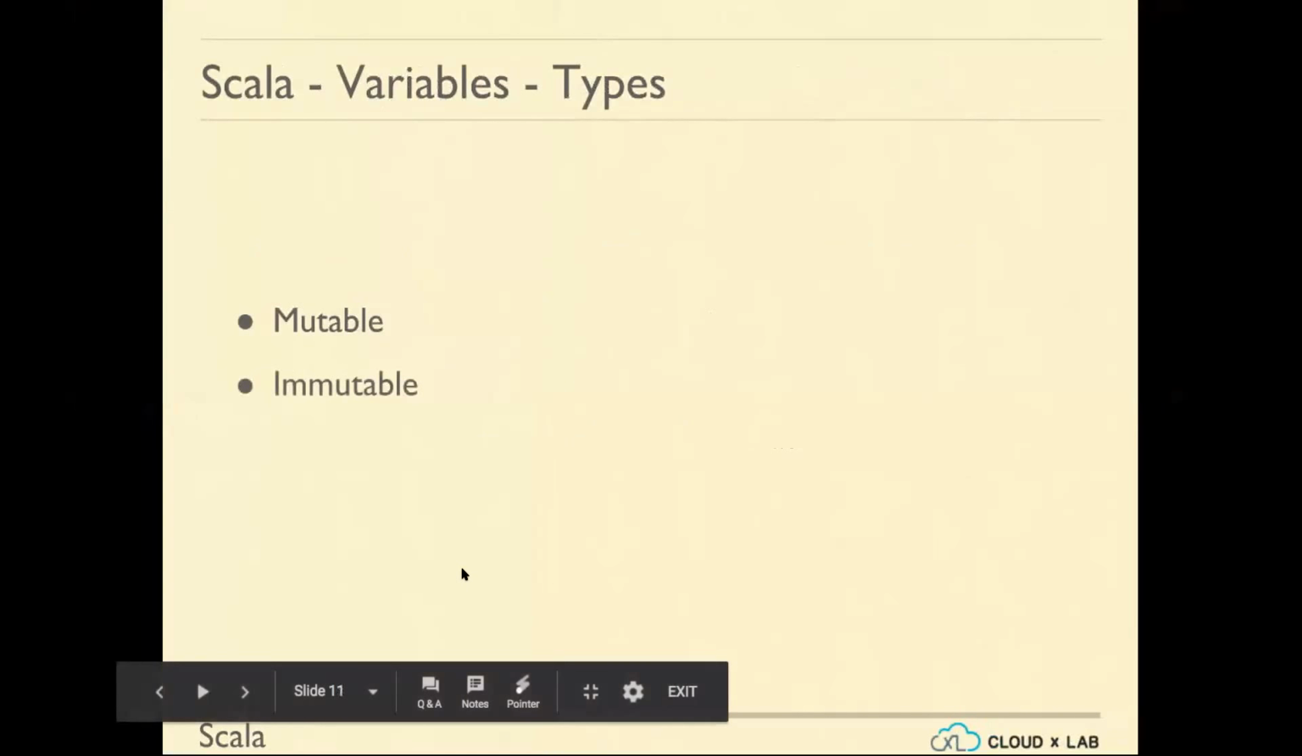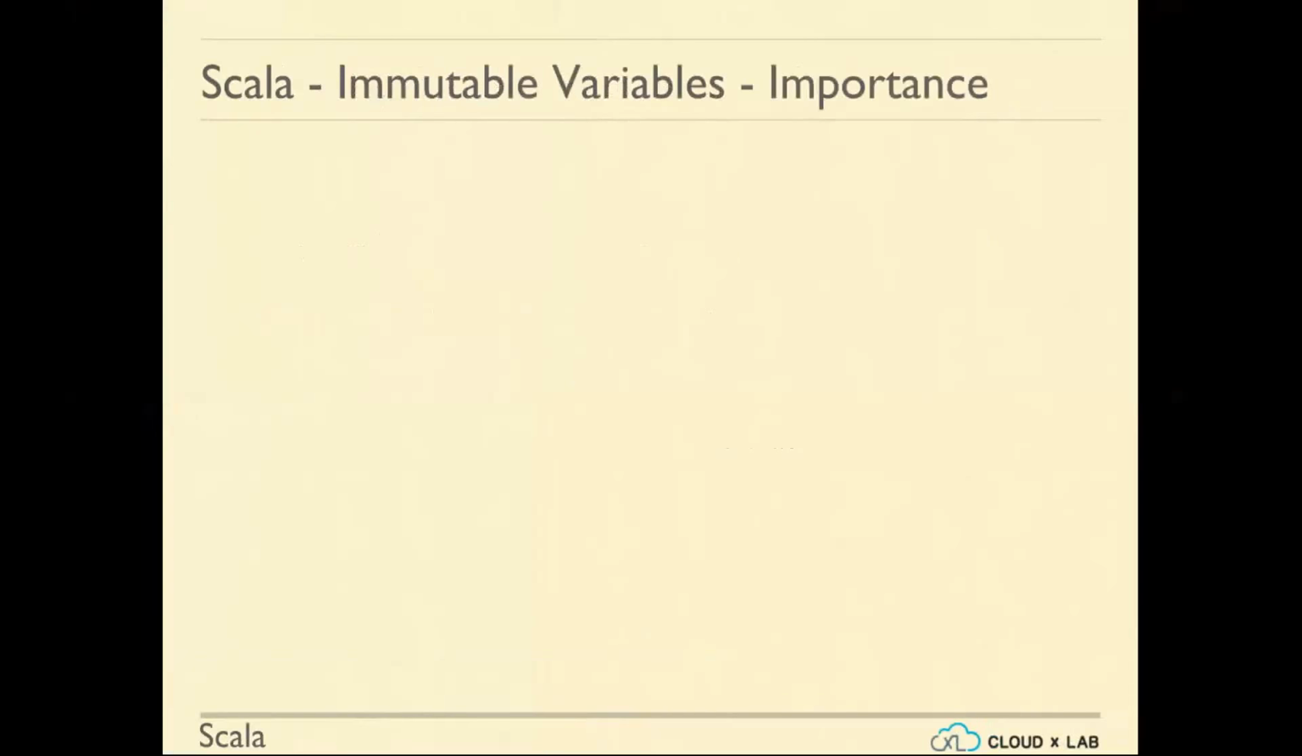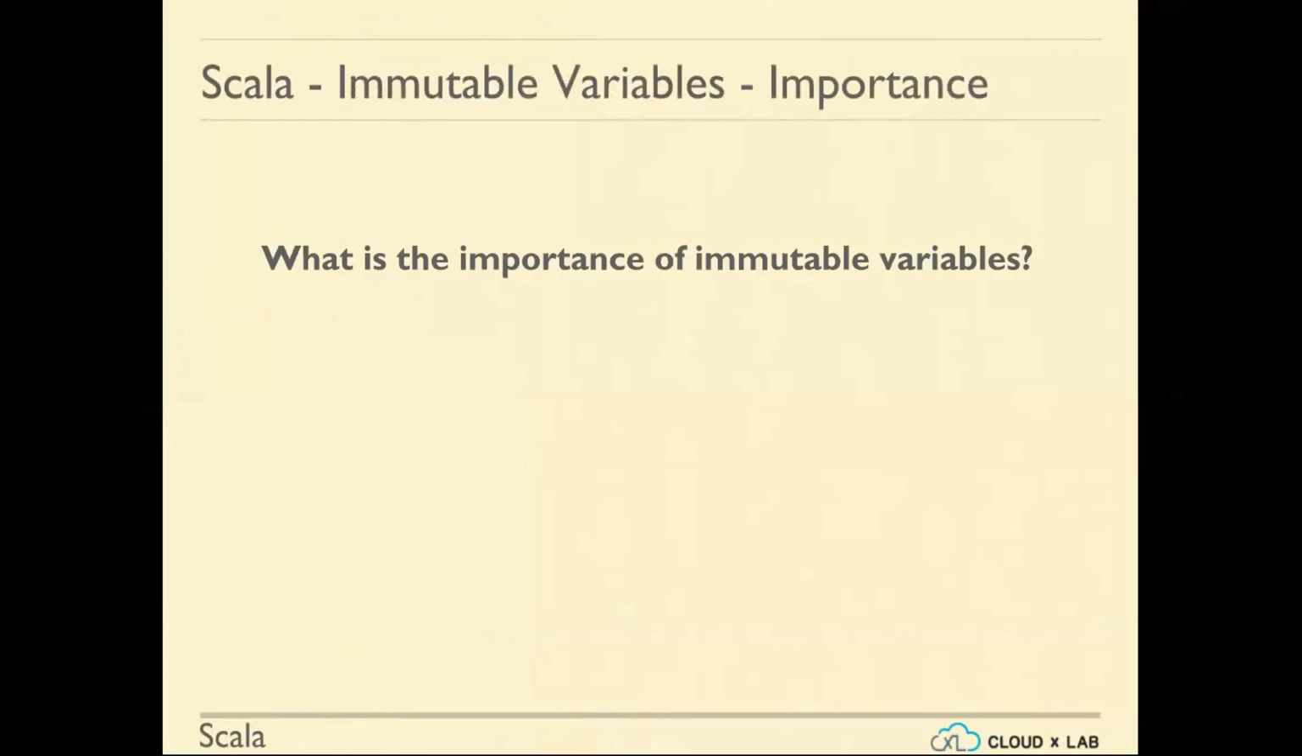So there are two kinds of variables, mutable and immutable. Immutable variables are useful in some cases. I'll show you why. What do you think is the purpose of immutable variables? Anybody? Mutable means something that can change. Immutable means something that cannot change. It sounds like an oxymoron, as in it's a variable, but it's immutable. A variable is supposed to change.